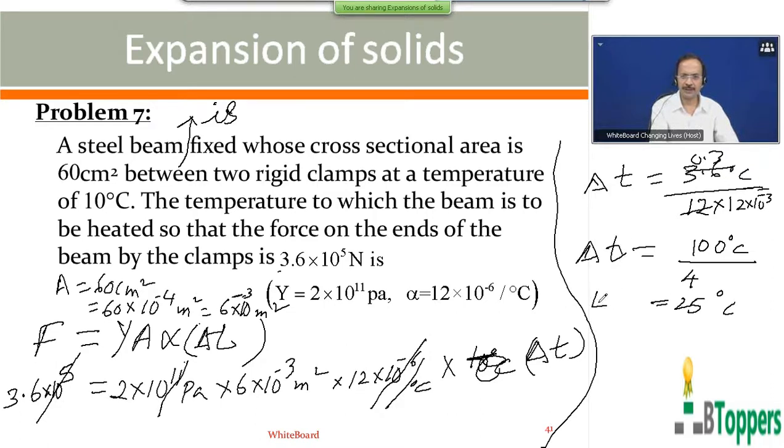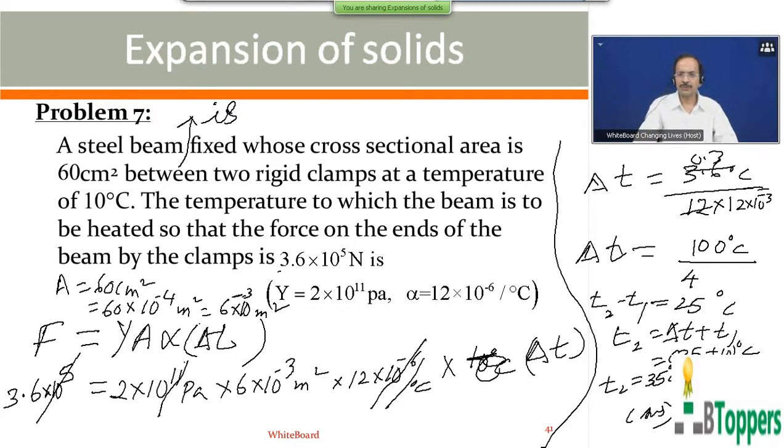That is the increase in temperature. You can write the increase in temperature as final temperature of the rod minus initial temperature. The final temperature of the rod is the increase in the temperature plus the initial temperature. Increase in temperature is 25, initial temperature 10 degrees. So the rod should be heated to a temperature of 35 degrees centigrade. So the answer for the problem is 35 degrees centigrade. Those who want to copy the solution of the problem, they can take a pause and copy the solution of the problem.